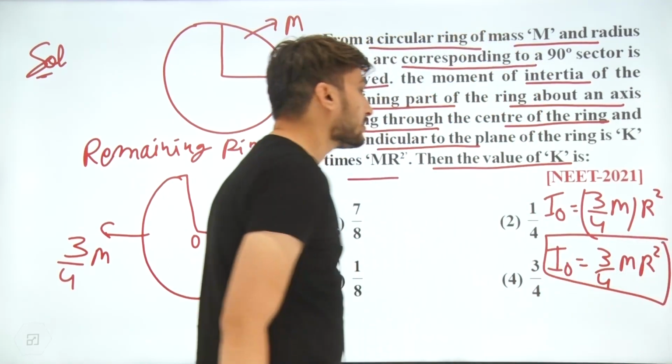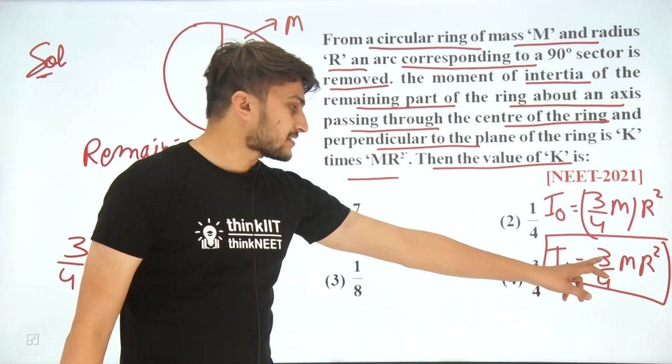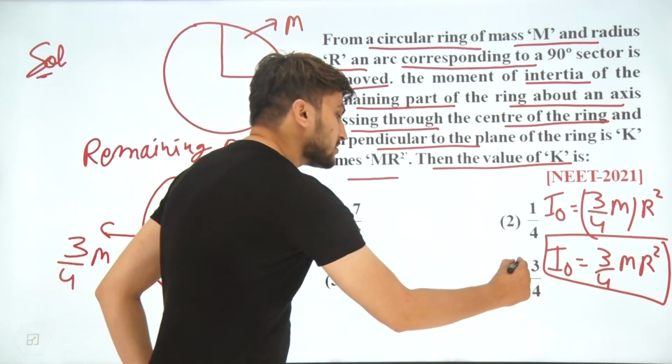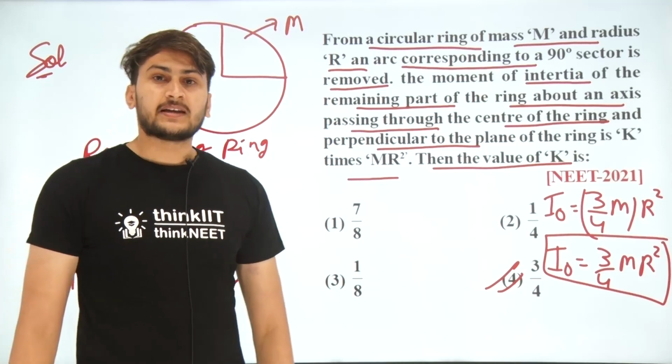Now what we have to find is the value of k. So the value of k comes to 3/4. That means the answer is option number 4, which is 3/4.